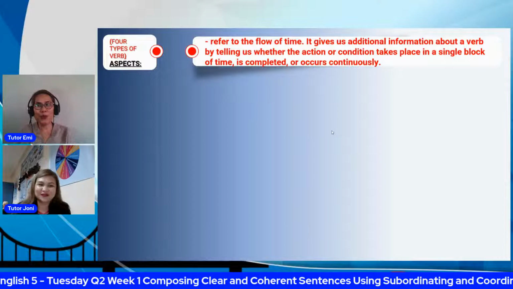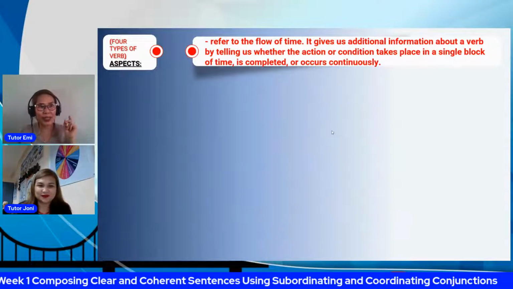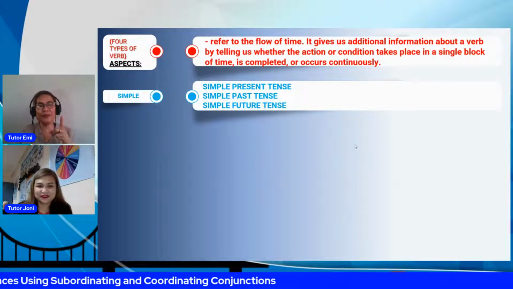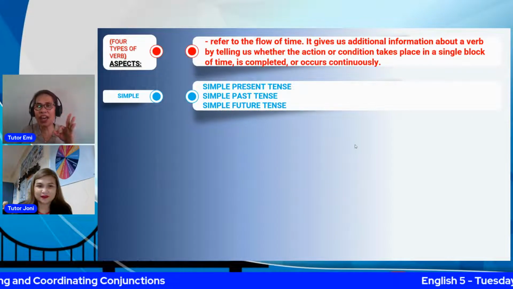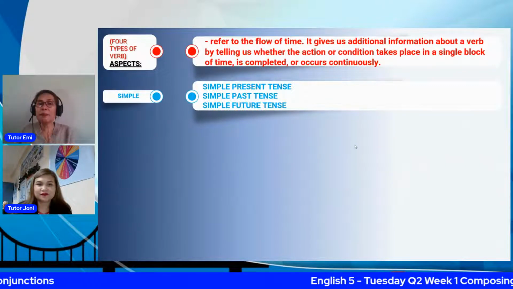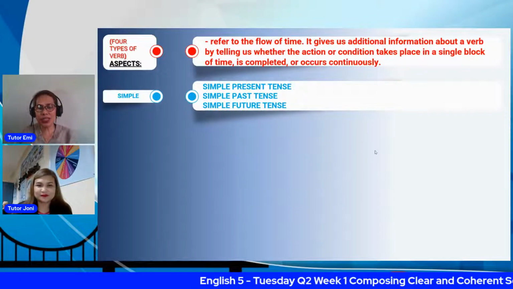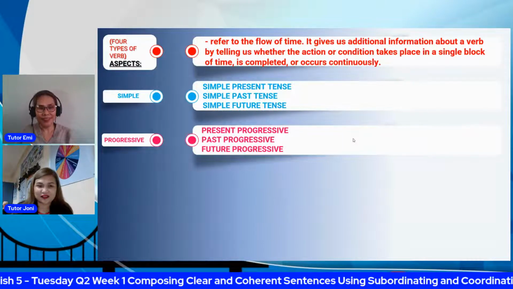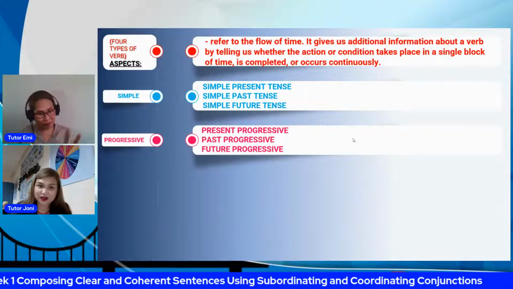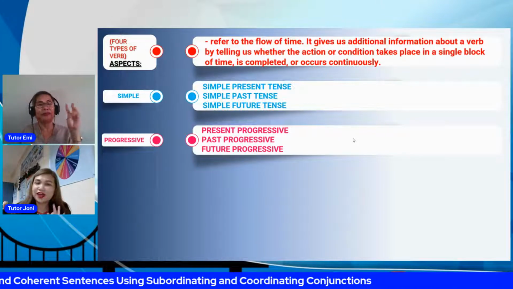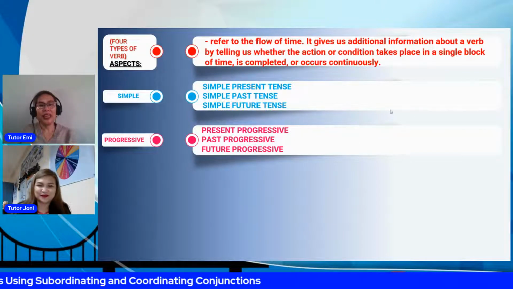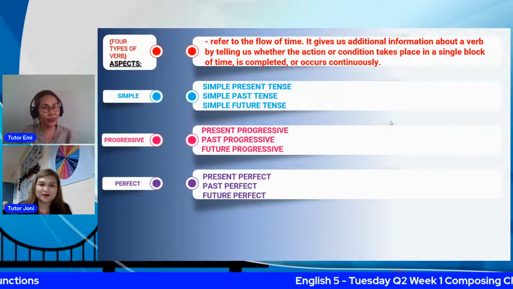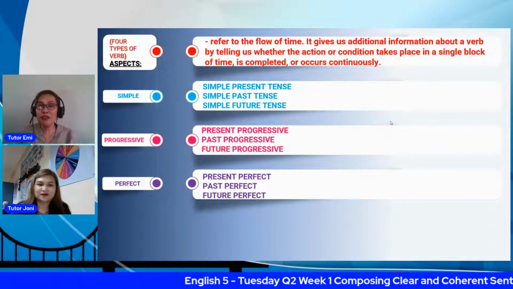All right, remember. Thank you. Now let's start with the first type. We have the simple. And under simple, we have simple present tense, simple past tense, and simple future tense. Now, what about the second? We have progressive. So you also have present progressive, past progressive, and future progressive. And then the third type is perfect. We also have present perfect, past perfect, and future perfect.